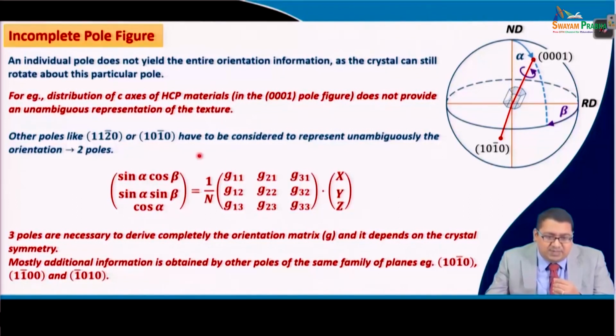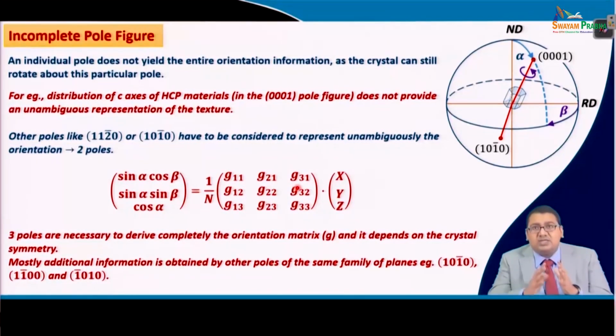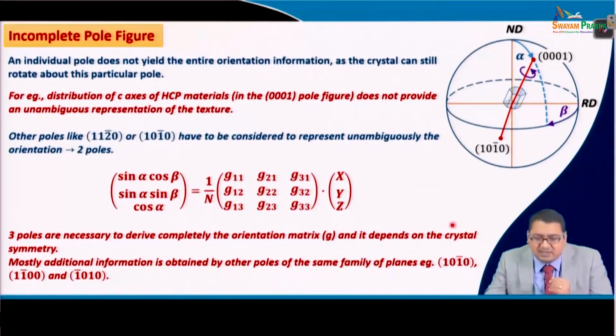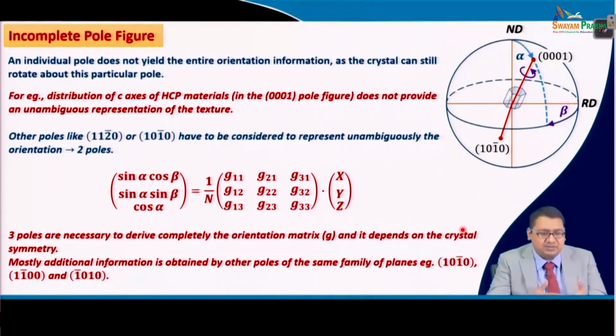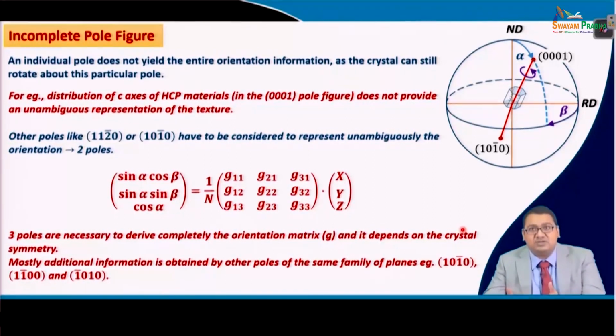Now, based upon this equation also, we can observe that there are three equations that form in order to solve the information of texture based upon this relationship. So, three poles are necessary to derive completely the orientation matrix, and therefore it depends on the crystal symmetry. So, most of the time what we are doing here is obtaining additional information by plotting other pole figures, means the other poles, and because of their symmetry, for example, 112 bar 0 and 101 bar 0 both are repeated at 120 degrees.